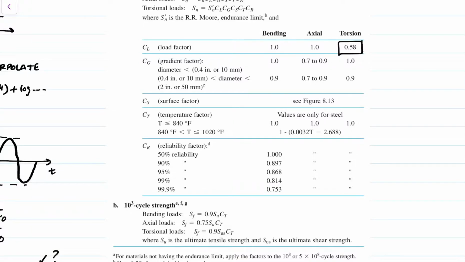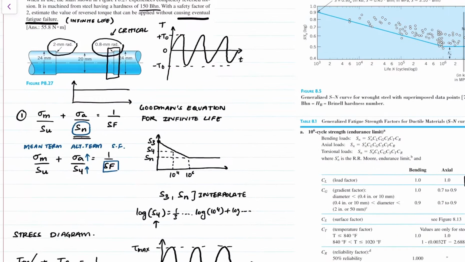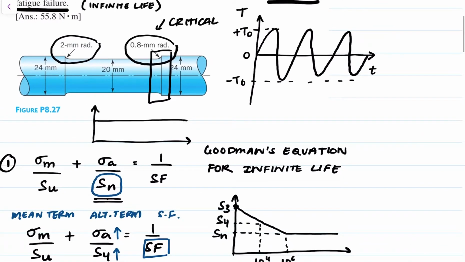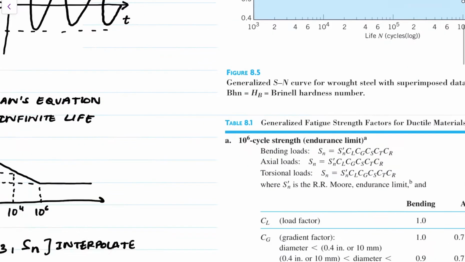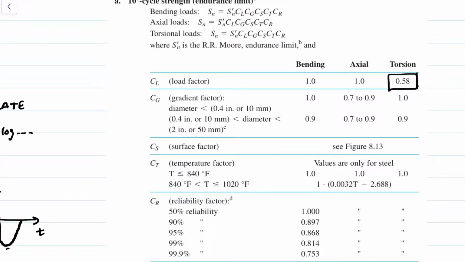Then the gradient factor. So we're looking at the minimum diameter. Or yeah, in this case, the diameter would be 20 millimeters. And to be more conservative, I would actually take the larger diameter because as you see here, when you increase the diameter, if it's less than 10, you have 1, which gives you a higher strength. But if you choose a higher diameter, you get a lower strength. So I'm just going to say, okay, I'm going to choose a 24 millimeter diameter, which falls in this region regardless. So that's going to be 0.9.